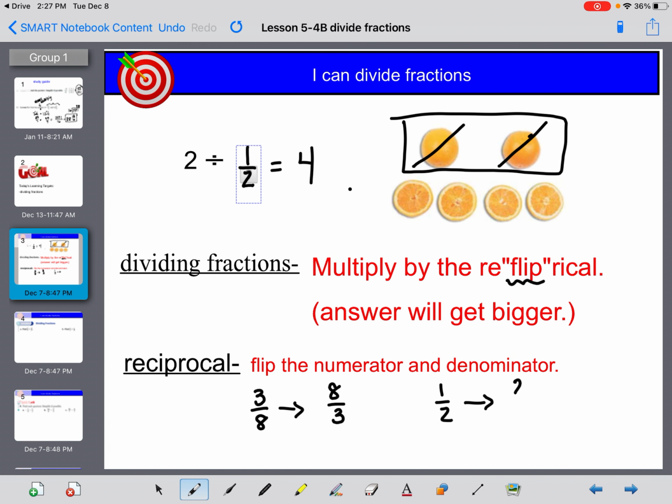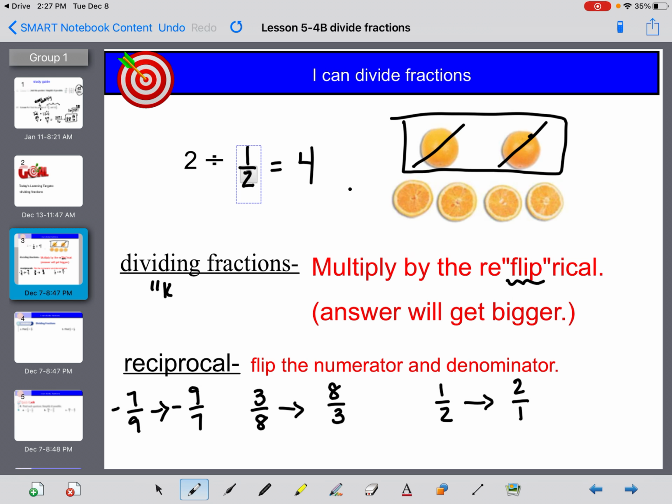The reciprocal of 1/2 becomes 2 over 1, or just 2. The reciprocal of negative 7/9 is negative 9/7. Those are not equal. They do not equal each other. So reciprocal, flipping the numerator and the denominator. So you'll hear me call it the refliprical.